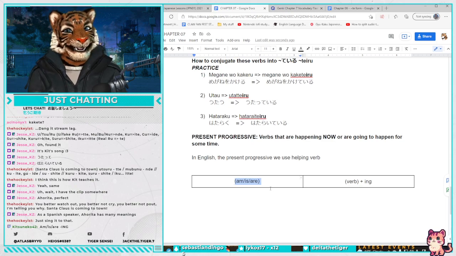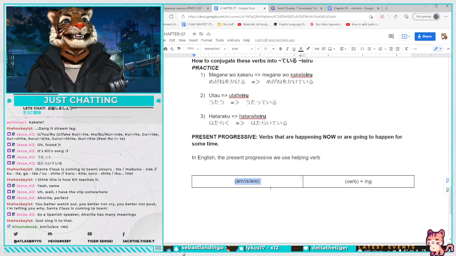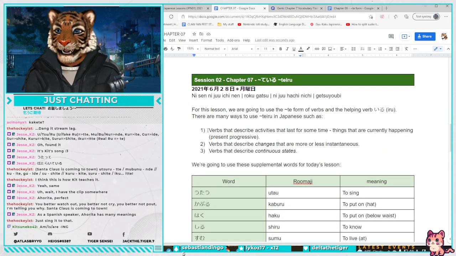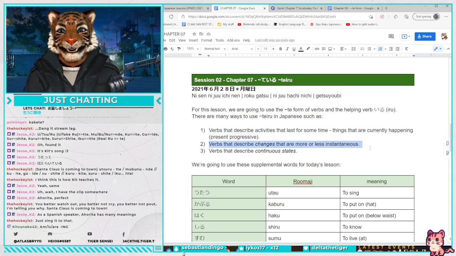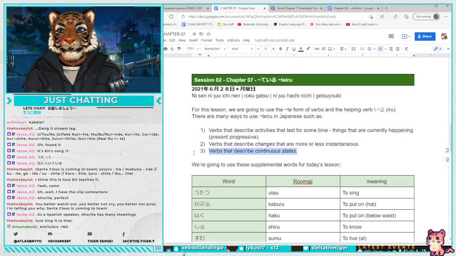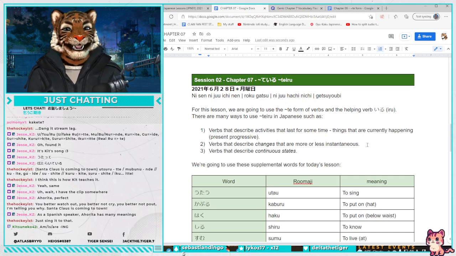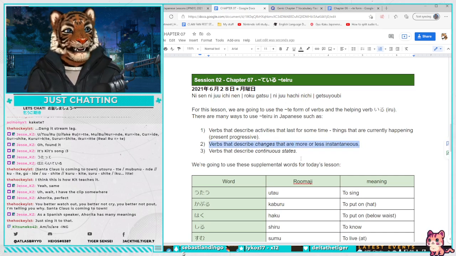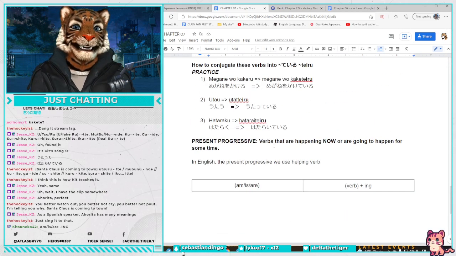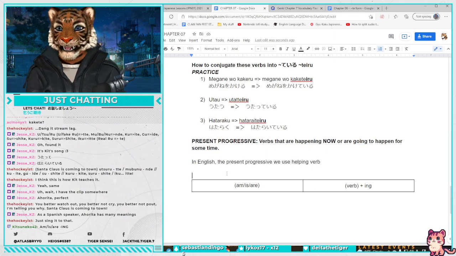Now, this is not a direct translation from how we do it in English, it's just a similar use. But remember, teiru has three major uses. The first one we're talking about now is present progressive. The second one is to describe changes, and the third to describe continuous states. We will not get to the third one this chapter. I may have time to go over the second one today. But basically, using teiru, we are saying that things are happening right now.